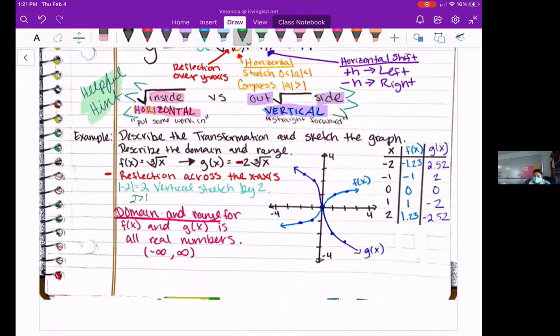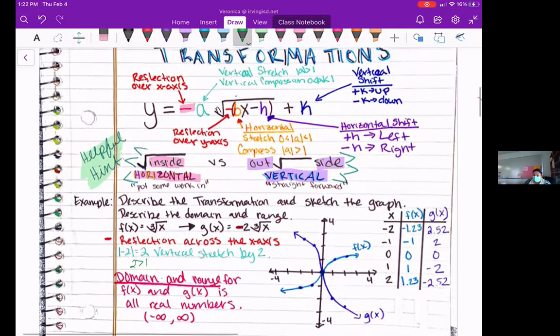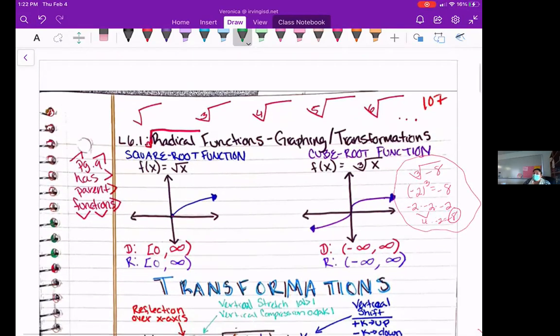The domain and range for both of these, even with this transformation, is still all real numbers, which is -infinity to infinity. A lot of the time, you can just type it into decimals and then you can see what the domain and range would be. For cube roots, it's a little easier, because it doesn't matter what the transformation is going to be. The domain and range is still going to be negative infinity to infinity. But if you have a square root function, when you apply transformations to that, something will change there.